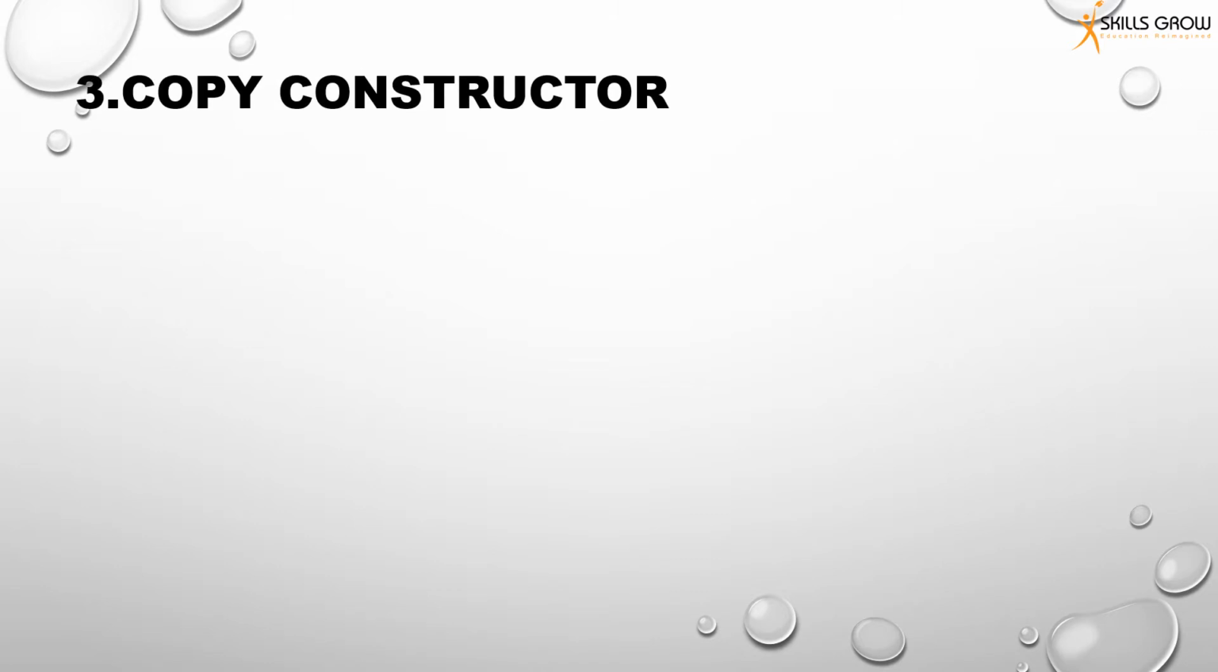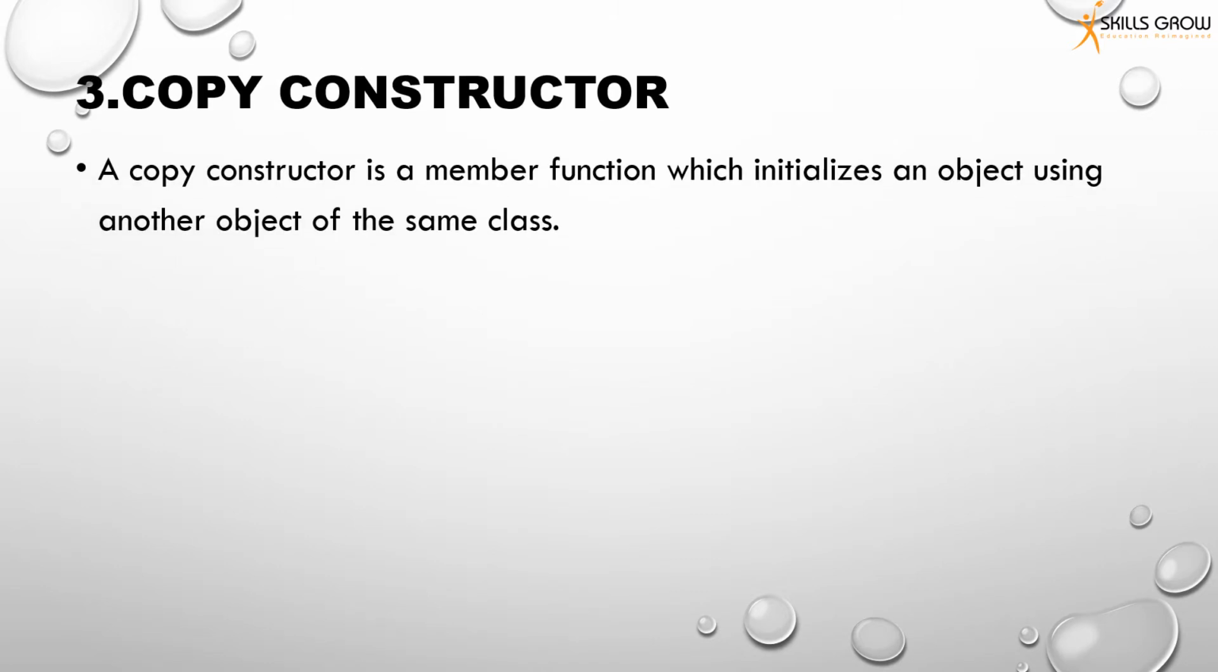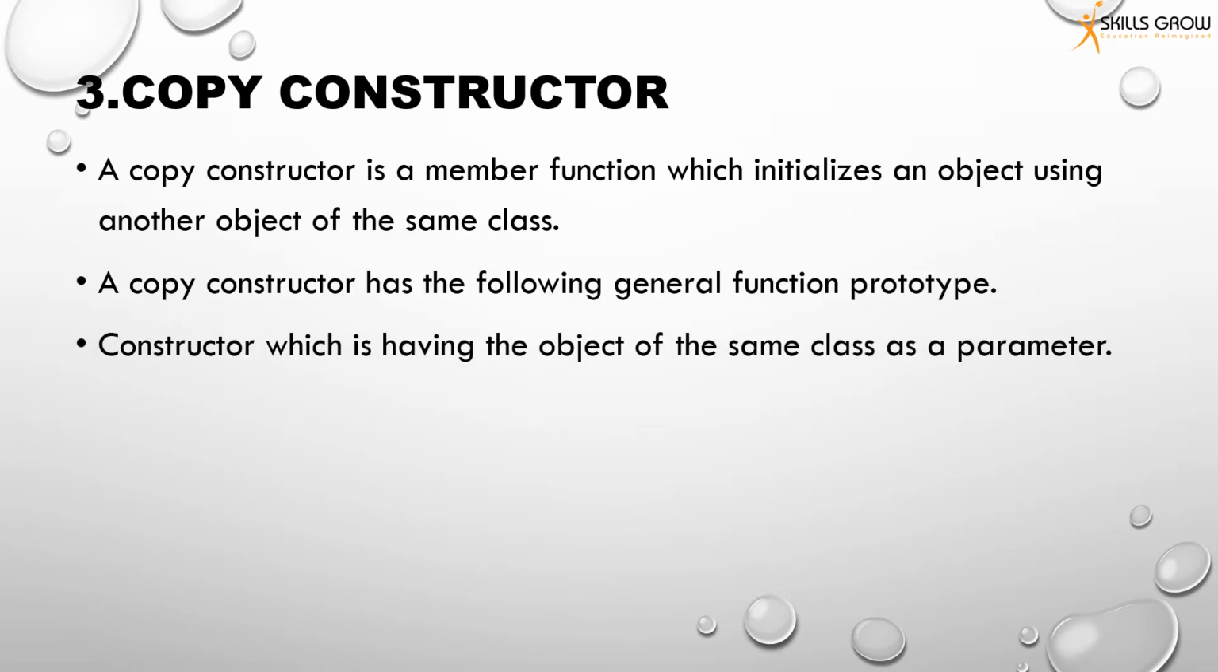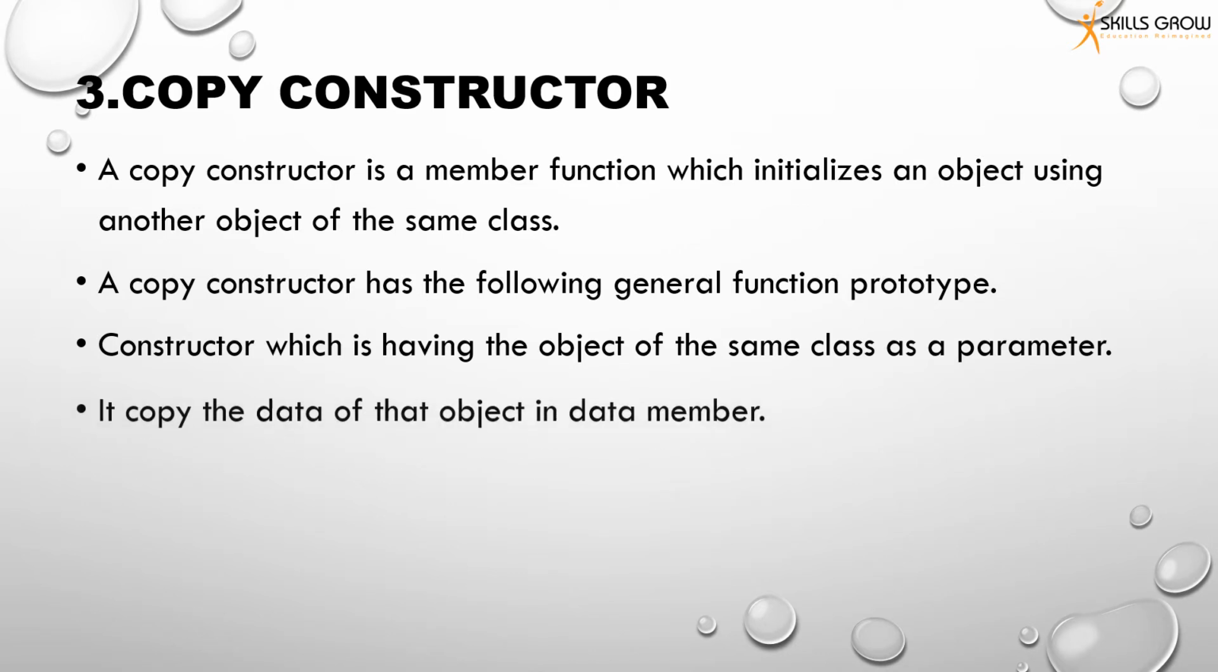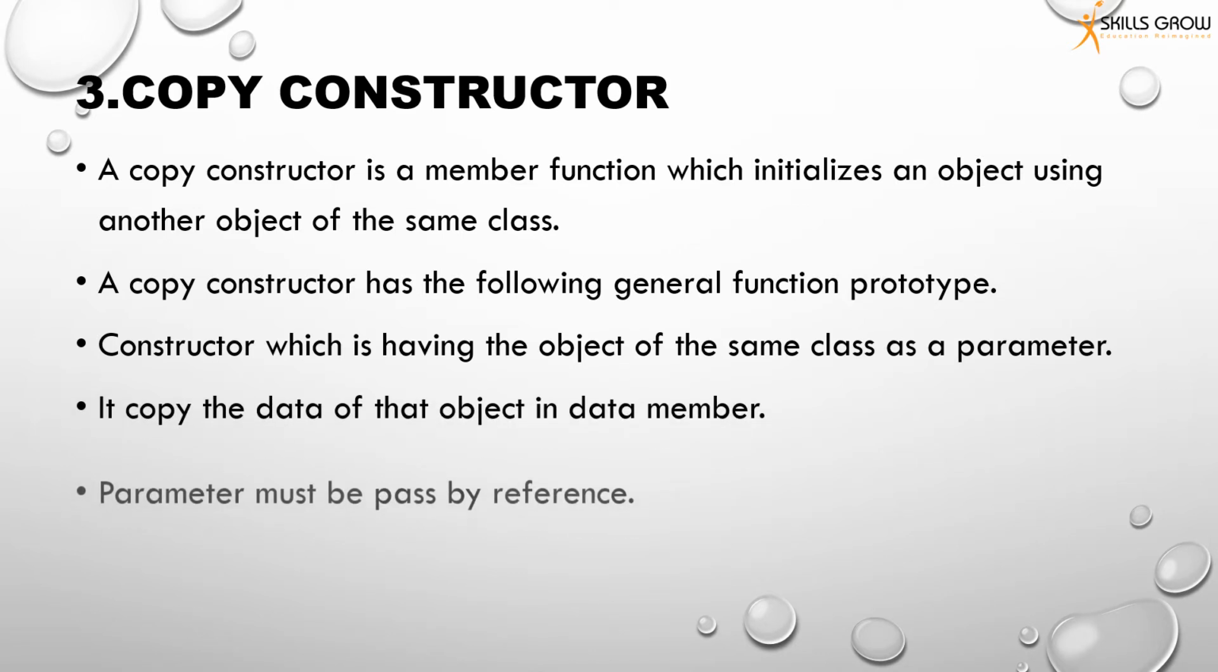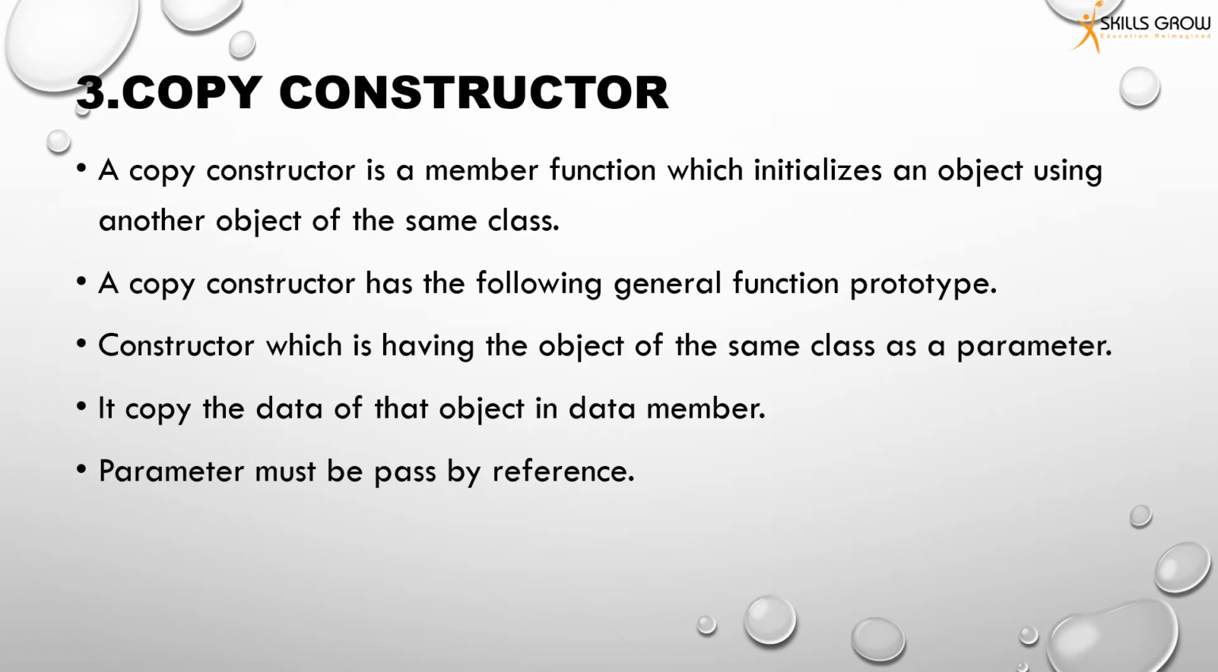And copy constructor. A copy constructor is a member function which initializes an object using another object of the same class. A constructor which has the object of the same class as a parameter. It copies the data of that object into the data members. Parameters must be passed by reference. Now let's move on to our next topic.